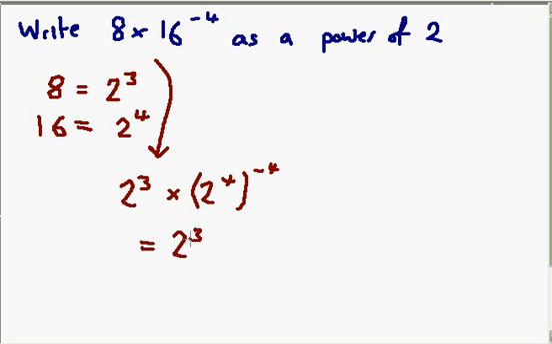Okay, so that's 2 cubed. Now remember our index laws. Okay, I've got 4 times minus 4, so that's minus 16. 2 cubed times 2 to the minus 16, the indices get added together, so it's 2 to the minus 13. Okay, and that's your final answer there.